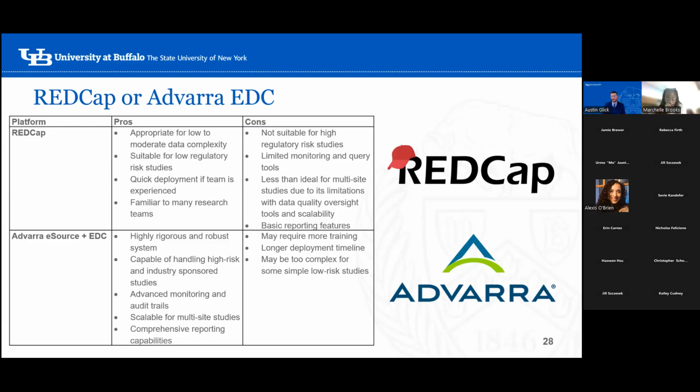Some cons with it, though, are that it may require more training. Not everybody's familiar with this type of EDC. It has a longer deployment timeline because there's a lot more that can be set up. And it may be too complex for some simple low-risk studies. So not everybody is going to benefit from Advarra eSource plus EDC. It's not necessarily for every study out there, but it's there for the more high-risk, more complicated protocols that we do see and are seeing a lot more of.